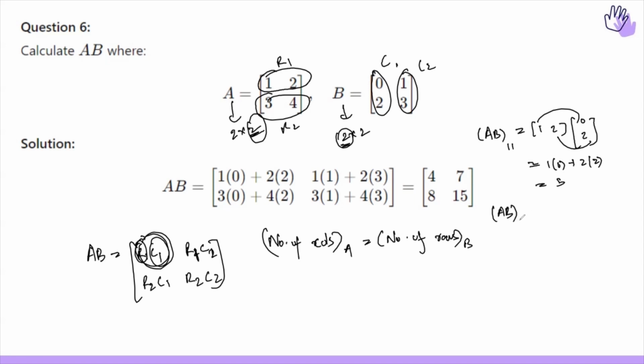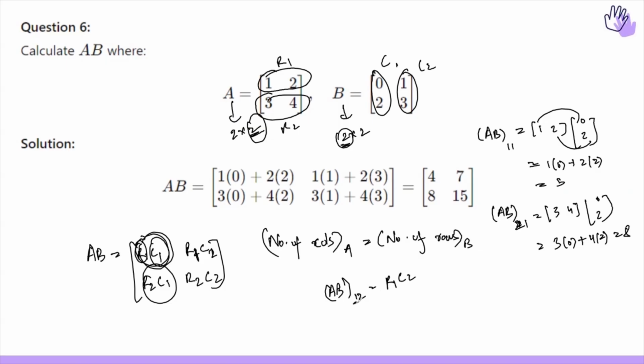Now coming to the second row, first column, so AB 2 1. That will be R2 C1. Row 2 is 3 4, and C1 is 0 2. So if you multiply, you get 3 into 0 plus 4 into 2, that is actually equal to 8. That is done. Now calculating AB 1 2, in a sense R1 C2. You can just take the corresponding numbers and put them into R and C. Row 1 is 1 2, and C2 is 1 3. So 1 into 1 plus 2 into 3, that will give you the answer as 7. That is AB 1 2.